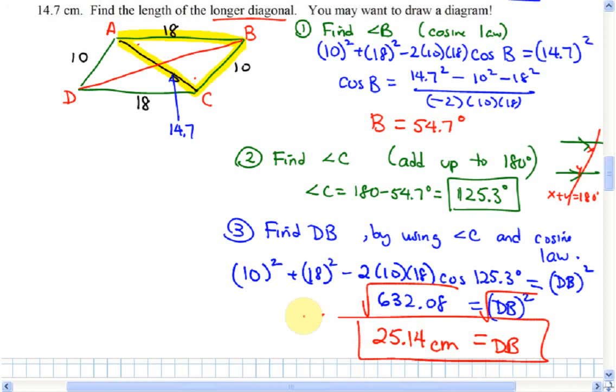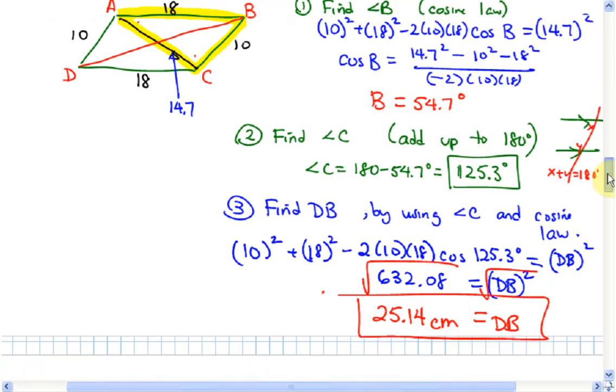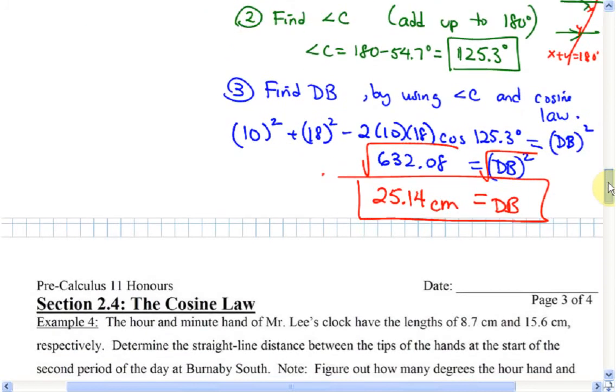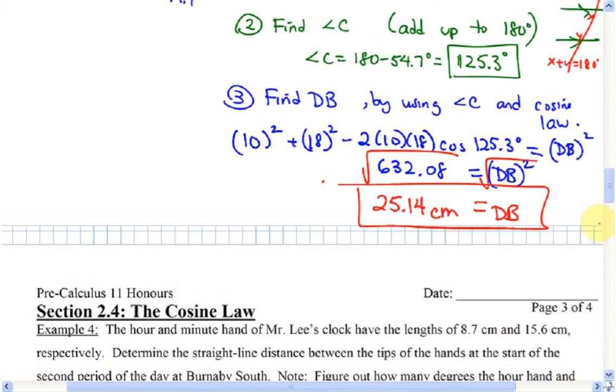Let's take a look at the next one. All right, and then we'll do a few more. That's why you don't wait for me. You try it on your own first. If you don't get it, then you ask your friends.